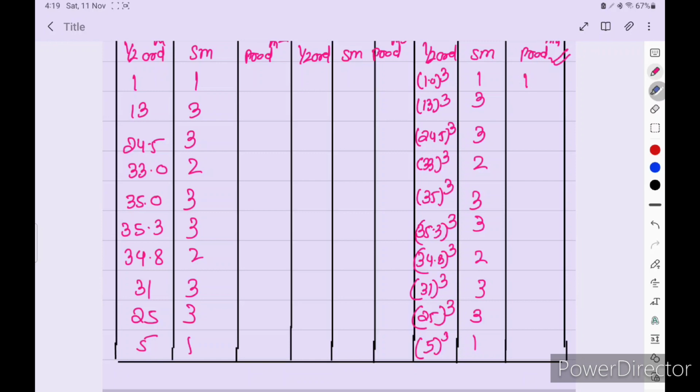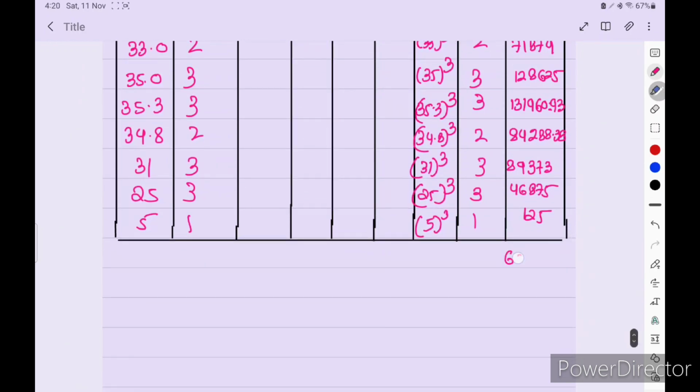Okay, so multiplying: 1, 6591, 44118.37, 71874, 128625, 13196.93, 84288.38, 89373, 46875, 125. So we get the total 603831.684.